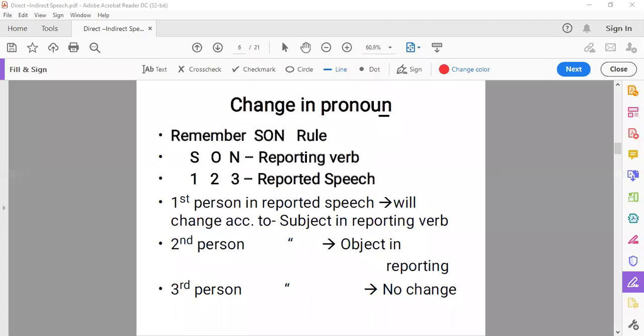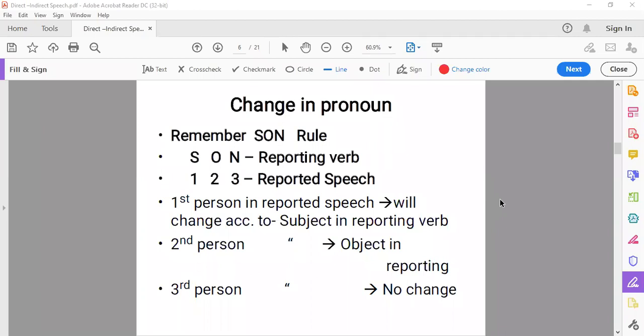I, we as subject, me and us as objects, my or our as possessive pronouns. Then the first person will change according to the subject in the reporting verb. If there is second person in the reported speech, it will change with the object in the reporting verb. If there is third person, then there will be no change.